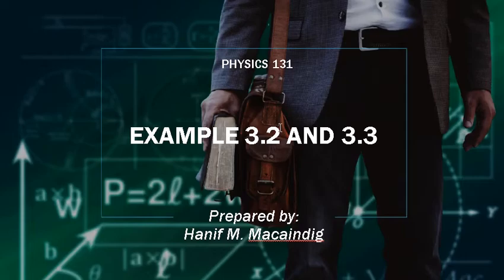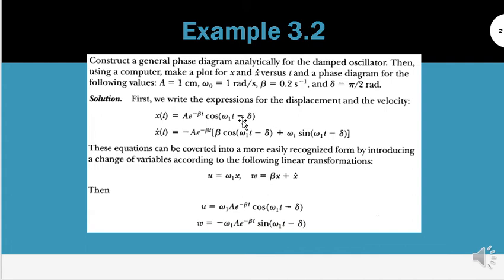Okay, we will start with example 3.2. Construct a general phase diagram analytically for the damped oscillator, then using a computer make a plot of x and the time derivative of x versus time, and a phase diagram for the following values. We have here a magnitude A equal to 1 centimeter, omega sub 0 equal to 1 rad per second, and beta equal to 0.2 seconds inverse.